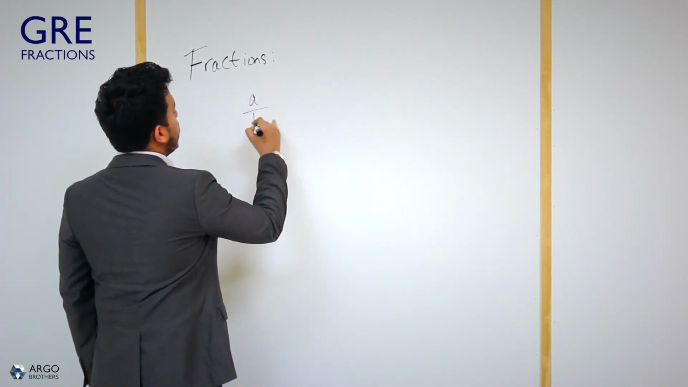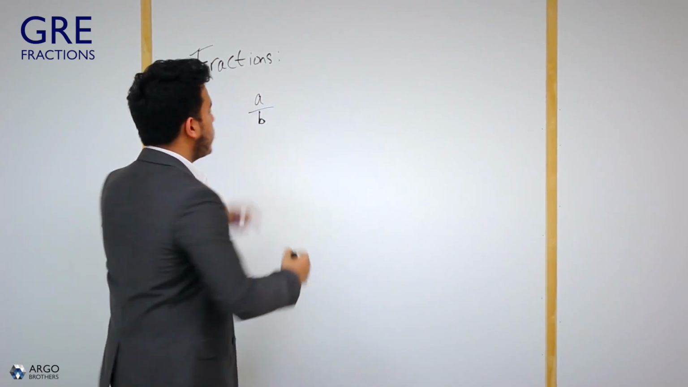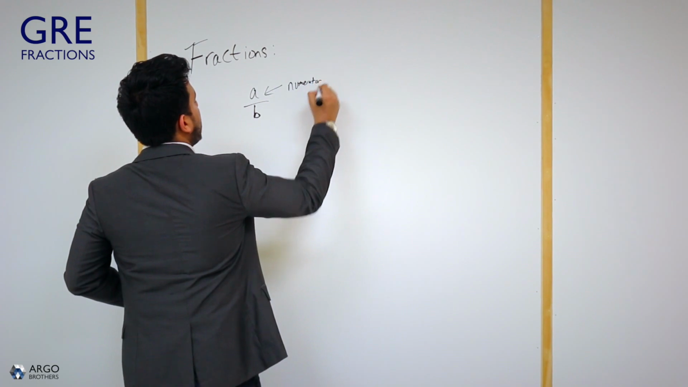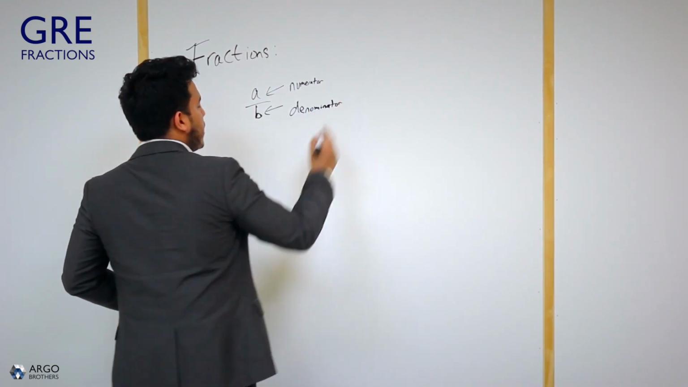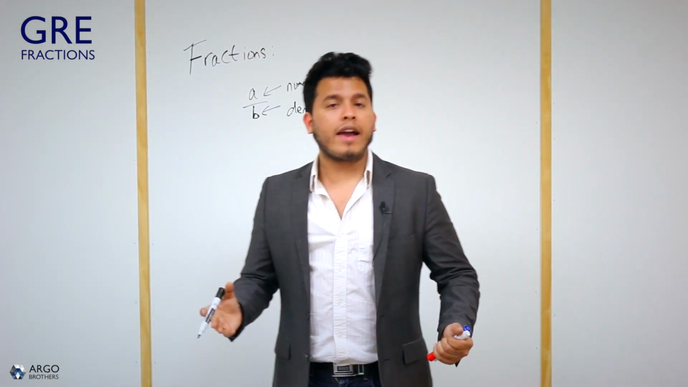I can say A over B. What is the term A? What do we call that? A is our numerator, and B is our denominator. And essentially, you have to know how to add fractions, subtract fractions, multiply and divide, okay?